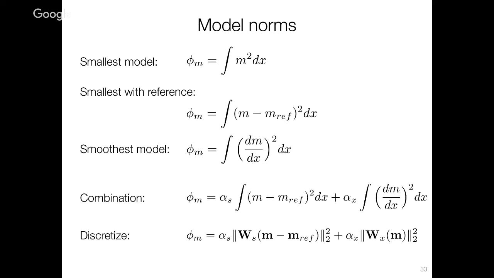You could minimize the square of the function. You could introduce a reference model and then minimize the deviation of the model from that reference. You could ask for something smooth, where you're minimizing the energy of the derivative. And you could also have a combination. There's no reason why you couldn't have something that makes it close to a reference model and also makes it smooth. So in many problems, of course, we have some kind of a reference model.